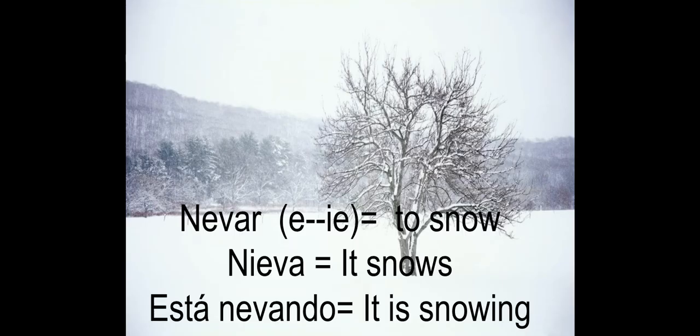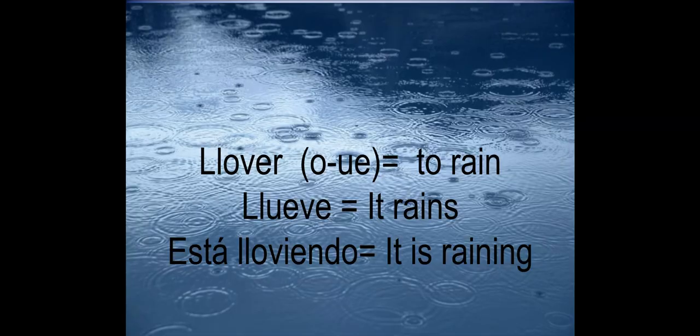Then we have the verb nevar, an E to IE stem changer, which means to snow. Nieva is it snows. Está nevando is it is snowing. Notice in those ing forms, está nevando and está lloviendo, we don't see the stem change.